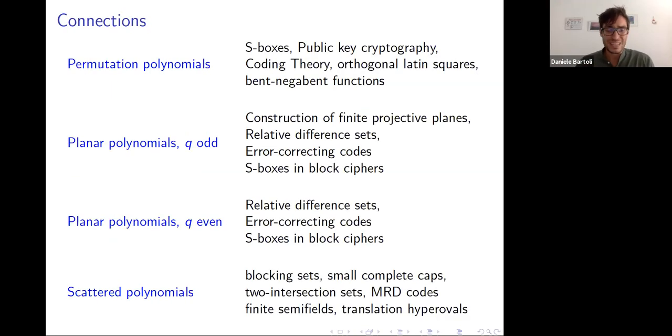Well, all these classes of functions and many more are strongly related to more applied areas of mathematics like coding theory or cryptography. For instance, permutation polynomials are connected with S boxes or public key cryptography, but also coding theory and orthogonal Latin squares. Now, planar polynomials in both q even and q odd case are related with relative difference sets, error correcting codes, and again cryptography. Scattered polynomials are related with a variety of objects, like objects in finite projective spaces like blocking sets, small complete caps, and translation hyperovals, but also coding theory. So two-intersection sets which correspond to two-weight codes, MRD codes, but also algebraic structures like finite semifields.